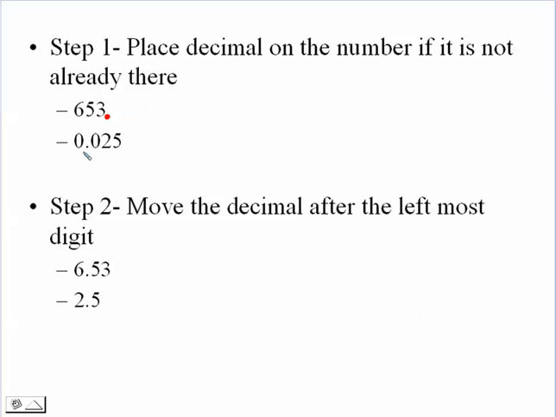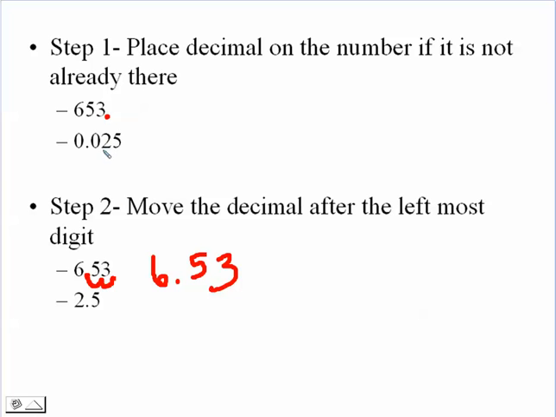Moving on to step 2. Move the decimal after the leftmost digit. Sometimes this wording confuses people. So if you look at the number 653, think about the leftmost digit. 6 is the digit that is furthest to the left. So we want the decimal to move after the 6. That's why down here, the decimal went from back here to after the leftmost digit. So now the number is 6.53.